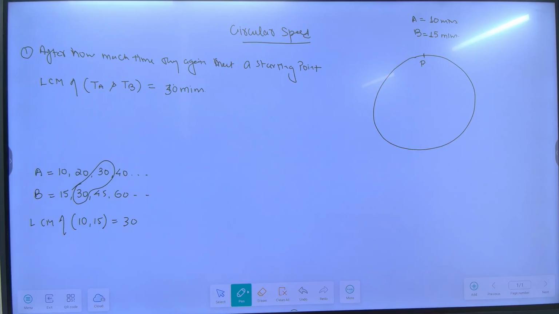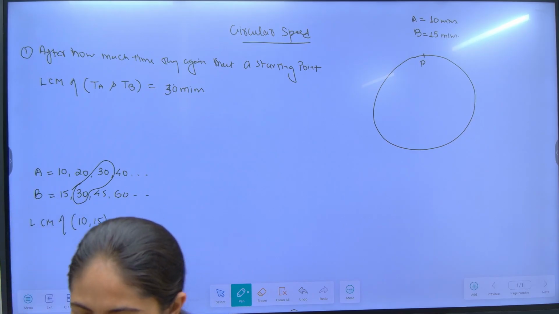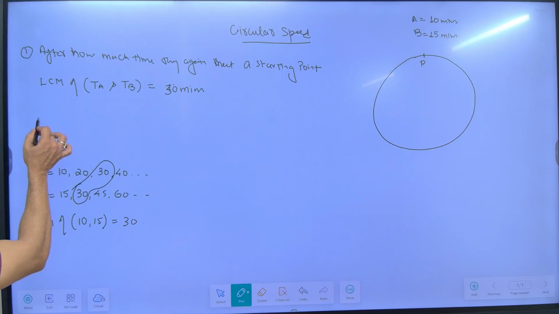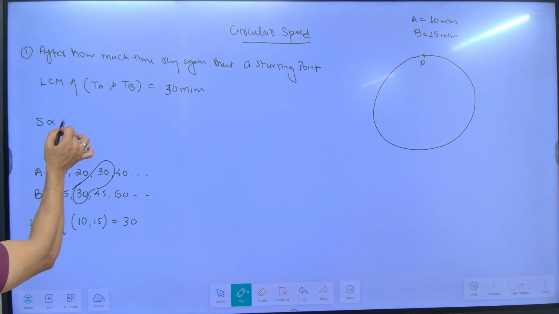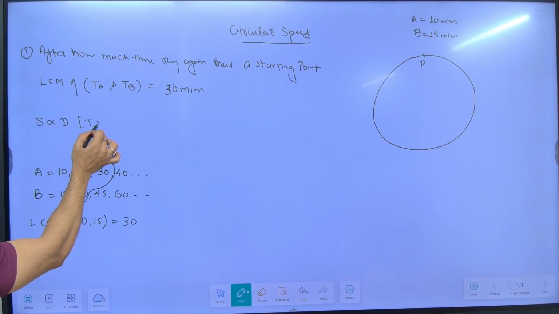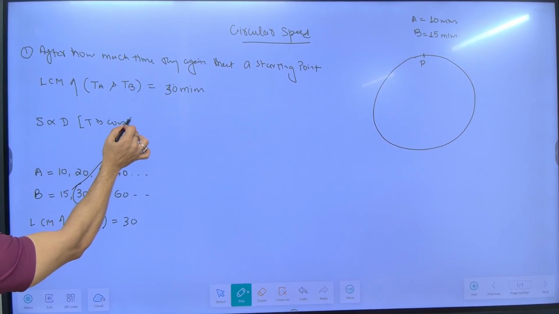So what is constant in this case when they are again meeting at the starting point? Is speed constant? No, because they're not covering the same distance. Distance is also not constant because one has less time than the other. Then the third thing is what? Time. So time is constant or not? Okay. So when time is constant, in speed equal to distance upon time, the speed is directly proportional to distance when t is constant, right?